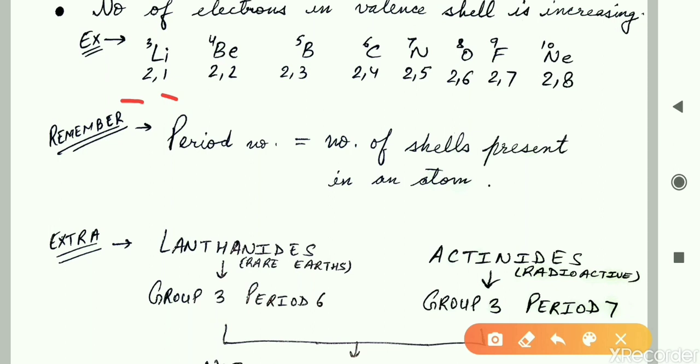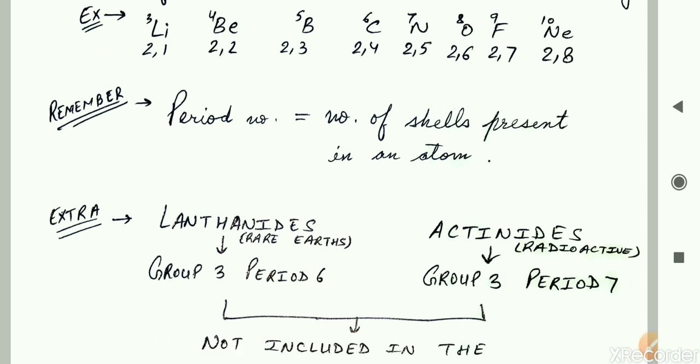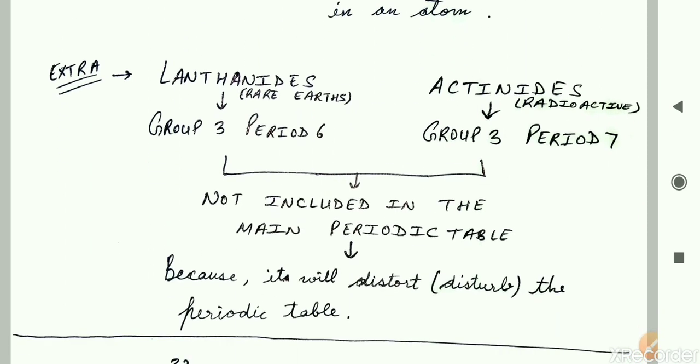In the above example, the number of shells is 2. One shell has 2 electrons, and the other has the valence electrons, which differ for different elements. Because 2 shells are there, the element belongs to the second period. If 3 shells, third period; 4 shells, fourth period, and so on. So remember, the period number shows the number of shells present in an atom.